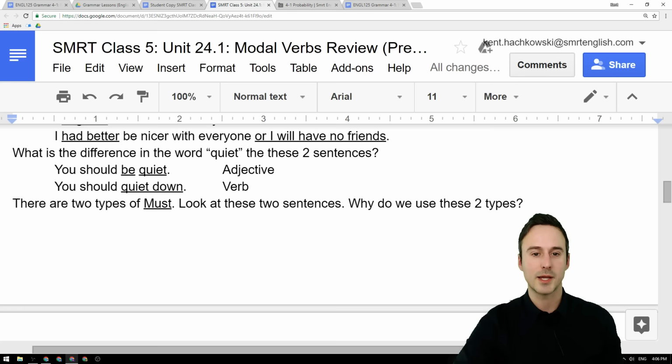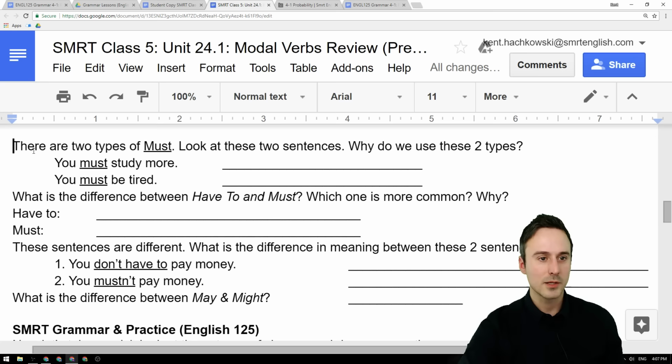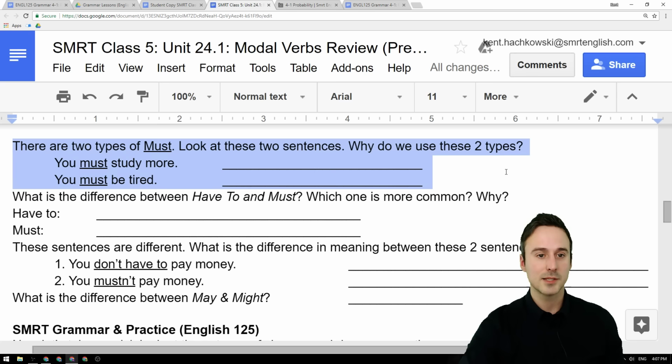All right, and now for the last, this one can be a little tricky sometimes. All right, here we go. Let's take a look at this one here. So by the end of this, guys, you should be pretty good. You should have a pretty good grasp of how we do it. Let's take a look at this one. There are two types of must. Look at these two sentences, and why do we use these two types?